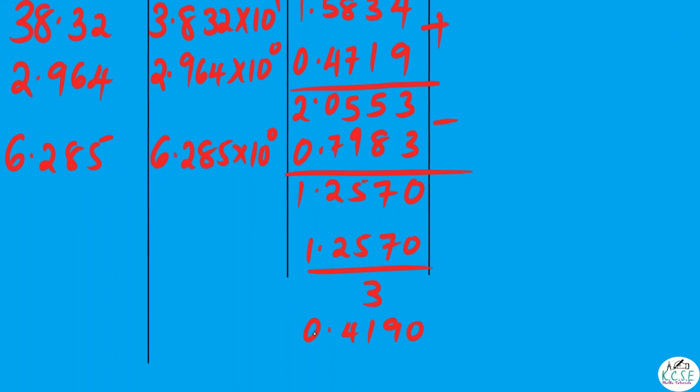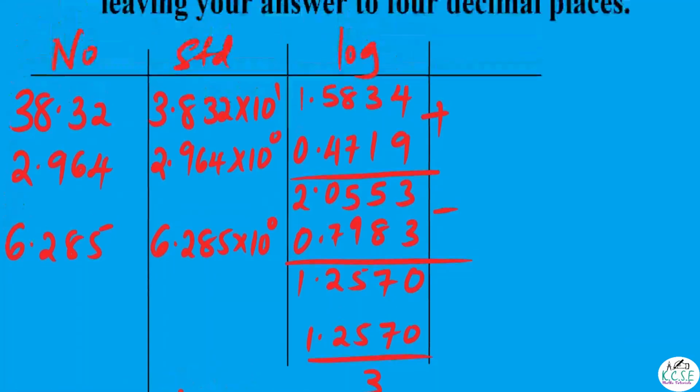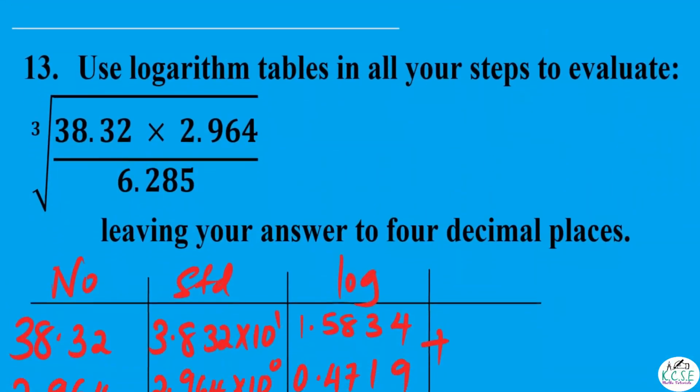So the antilog of 0 is 10 raised to the power 0. The antilog of this decimal part, 0.4190, will give 2.6240. So multiplying these, the solution to 4 decimal places will be 2.6240. That is how we are supposed to work out that question.